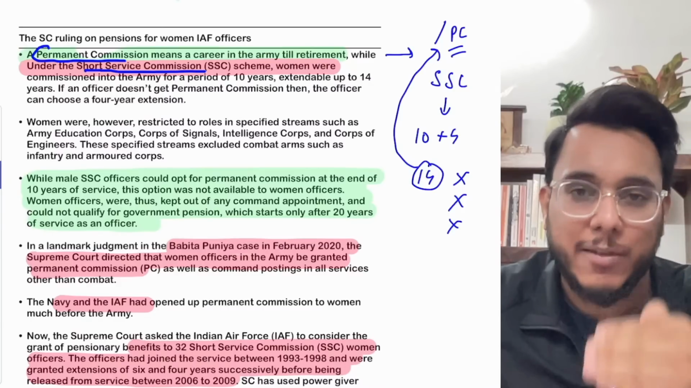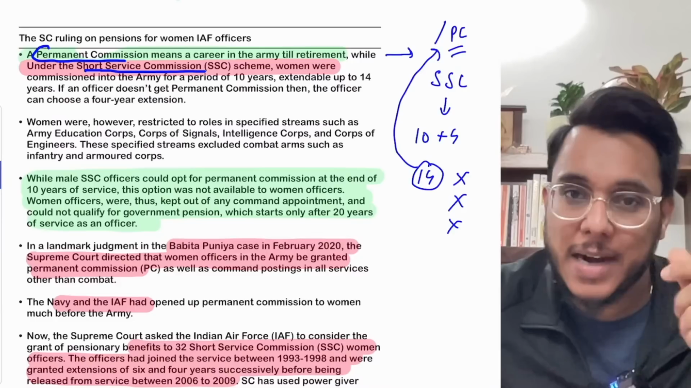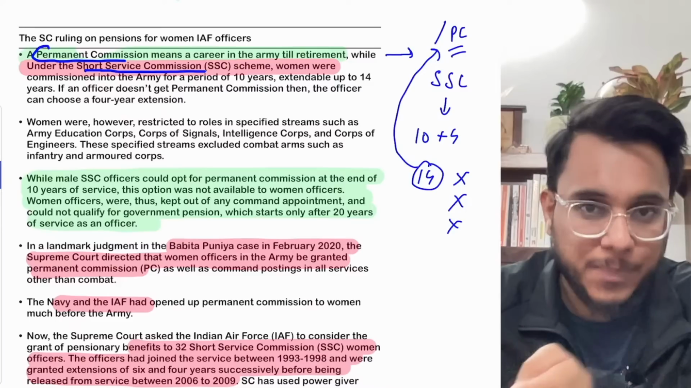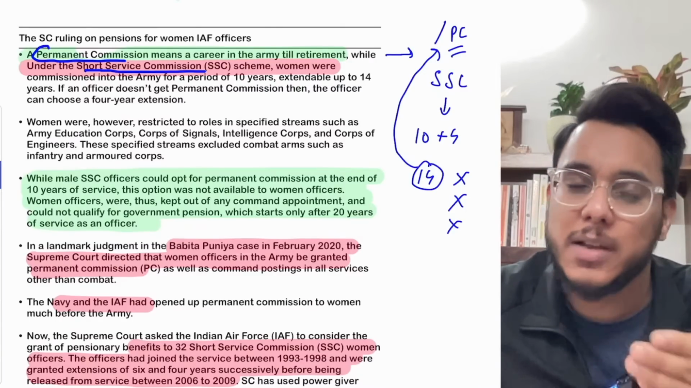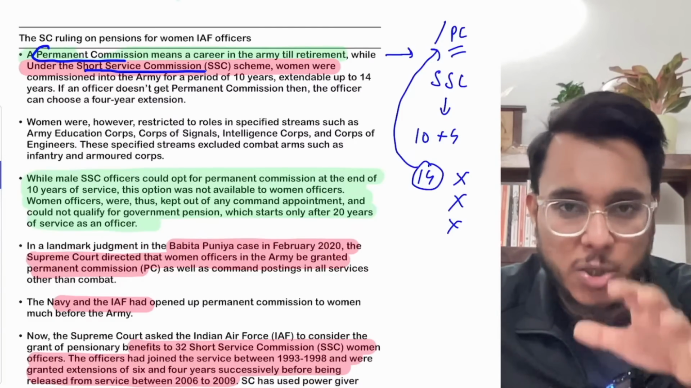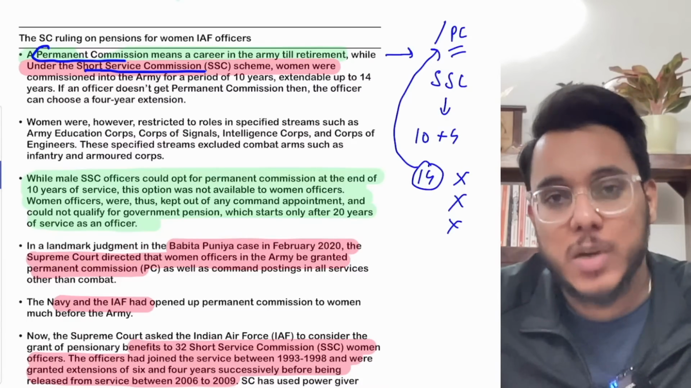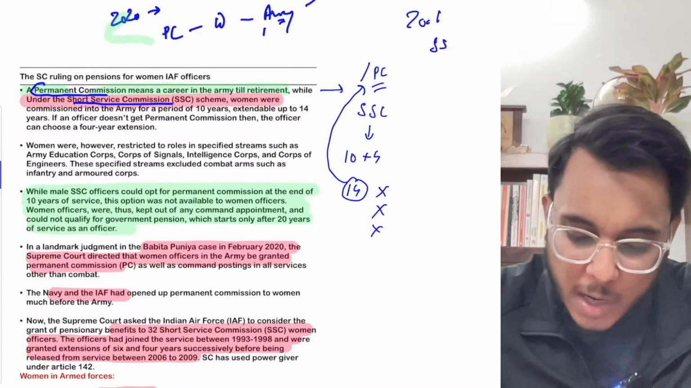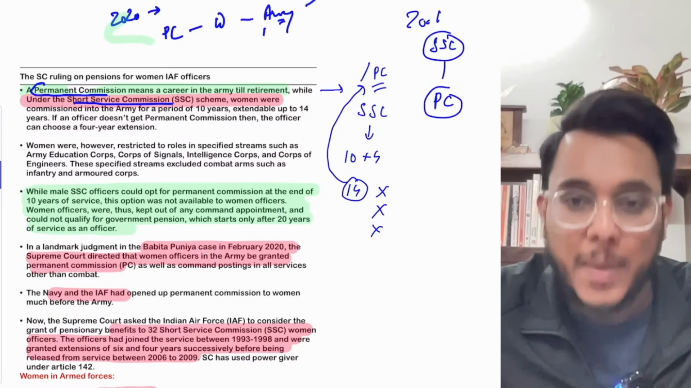Now, guys, when we talk about women in the army, women's entry into the army started in 1992 with the special women entry scheme. Okay, and in 2006, women were given the short service commission facility. It means that women could enter on the short service commission and serve for the 14 years. But there was one problem. In 2006, women were allowed to come in on the short service commission, but they could not convert it into the permanent commission.